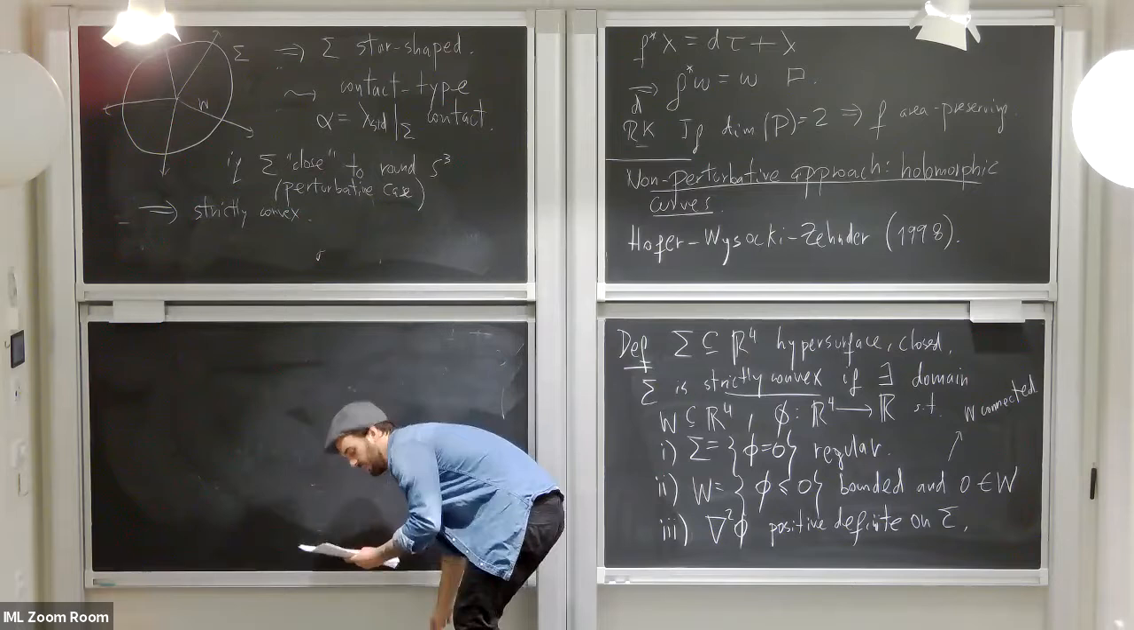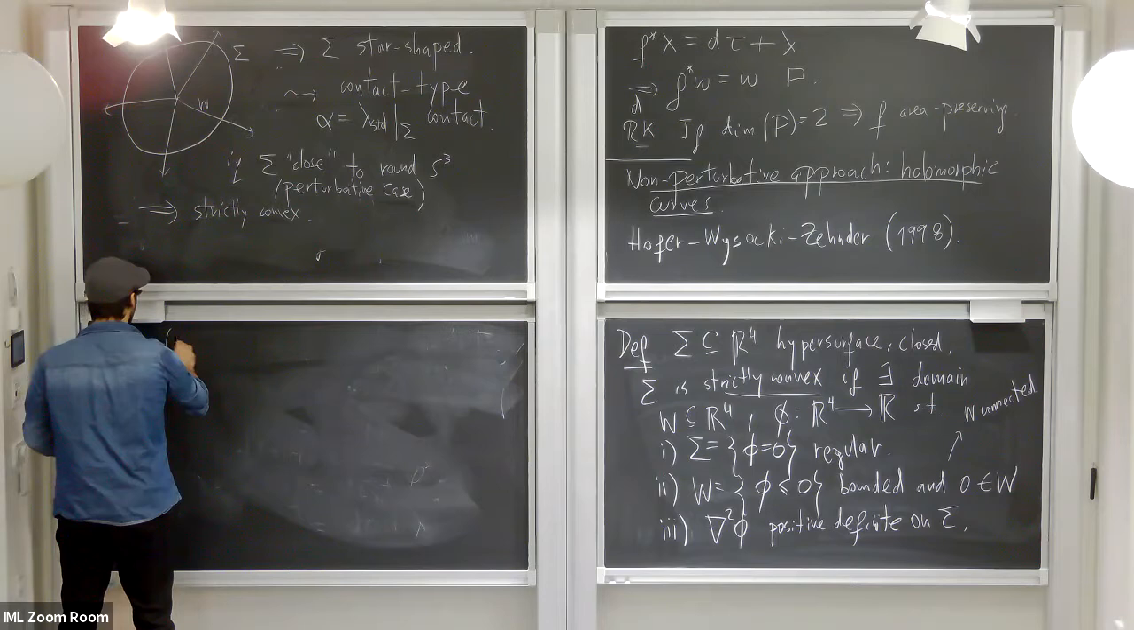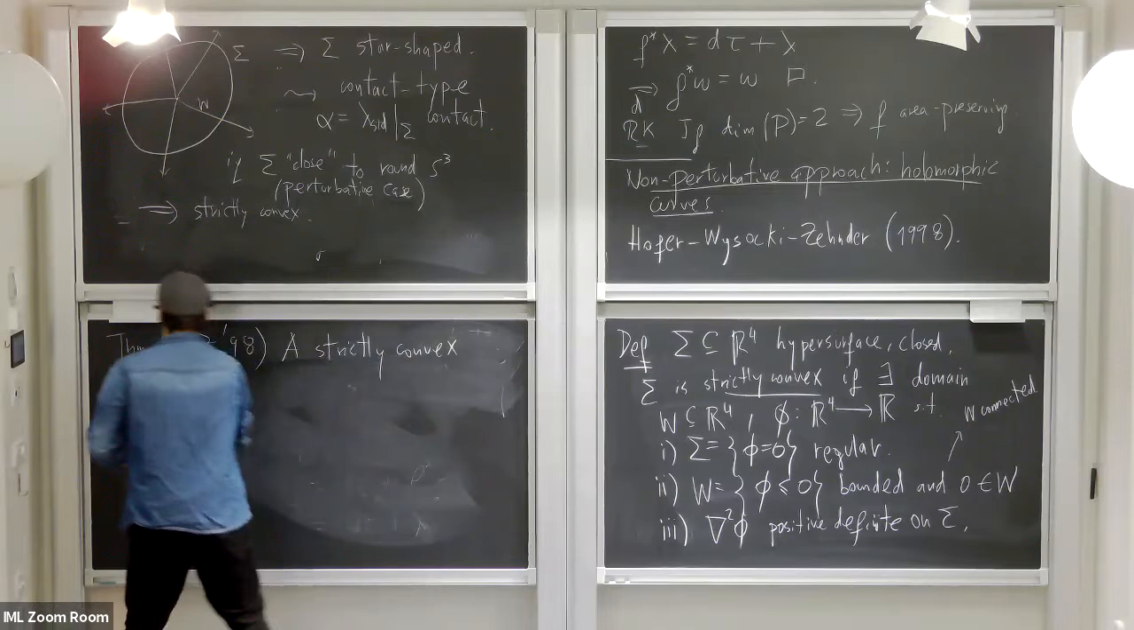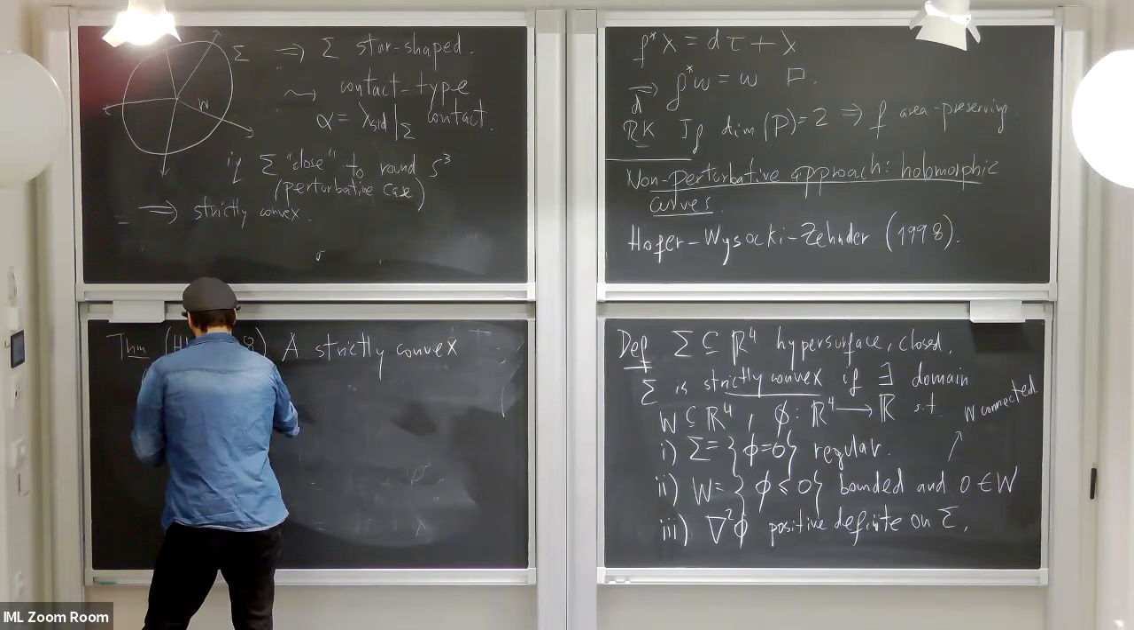So the theorem, this is Hofer-Wysocki-Zehnder, 1998: a strictly convex hypersurface in R4 has either two or infinitely many closed ray orbits.